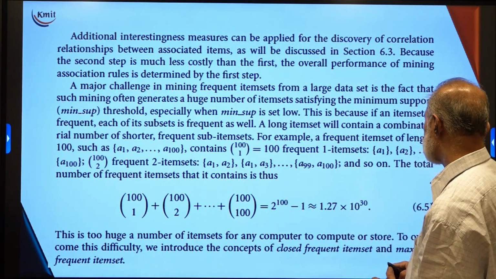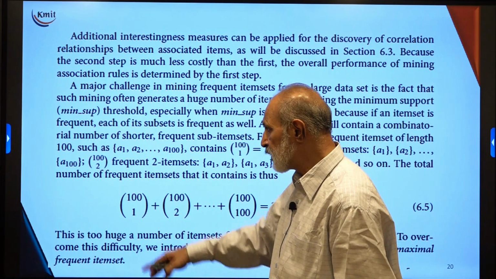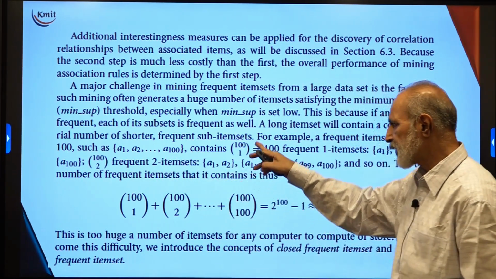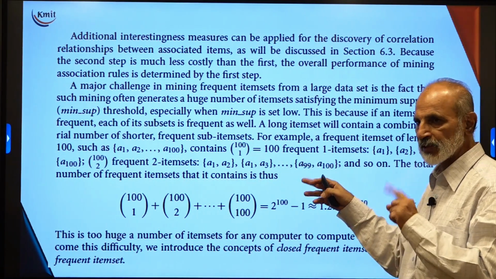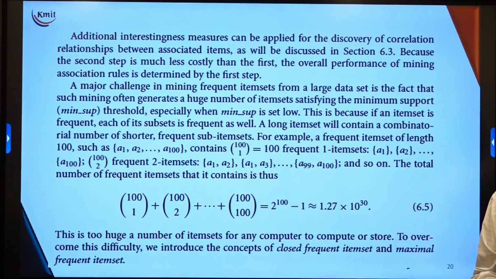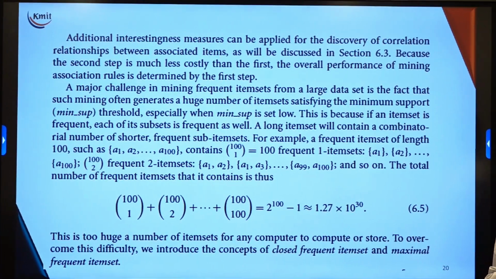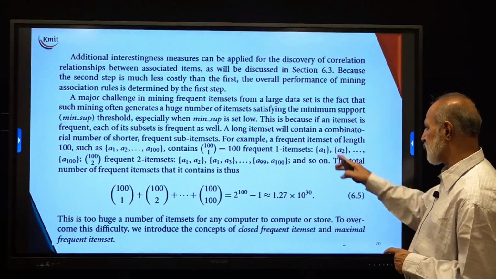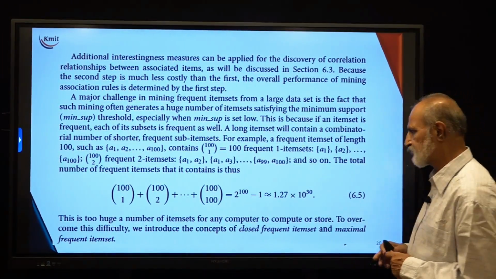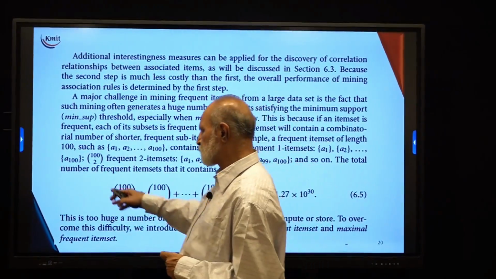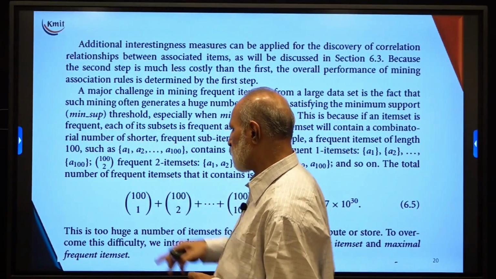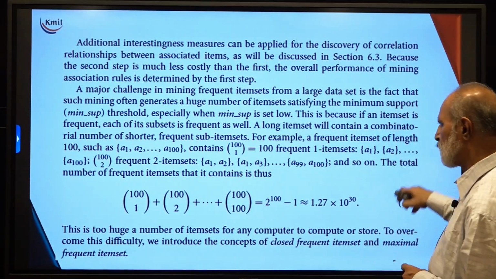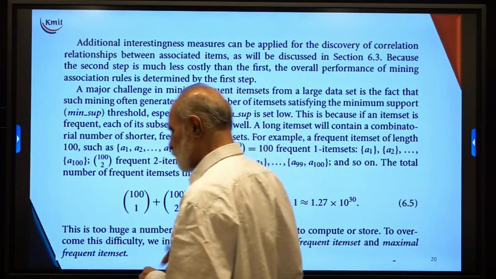For example, a frequent item set of length 100, such as A1, A2, A3 up to A100, will contain 100 choose 1 frequent one item sets. So if people are buying 100 items and each one is buying only one item, then I have 100 frequent one item sets as A1, A2 up to A100. Then if I have two item sets, I'll have A1, A2, A1, A3 and so on. So the total number of frequent item sets will be very large.